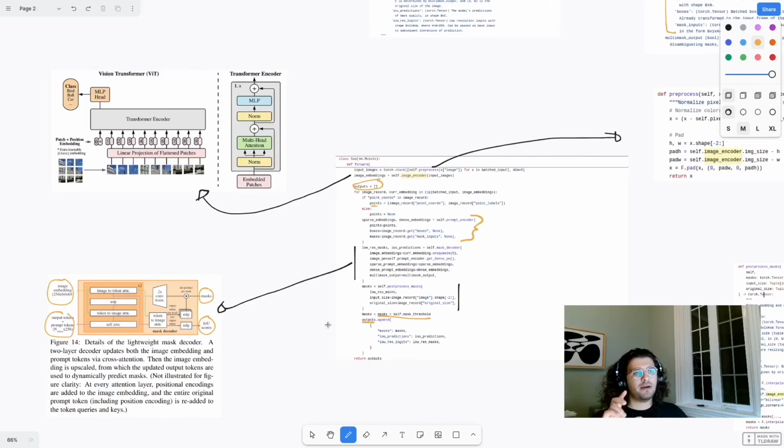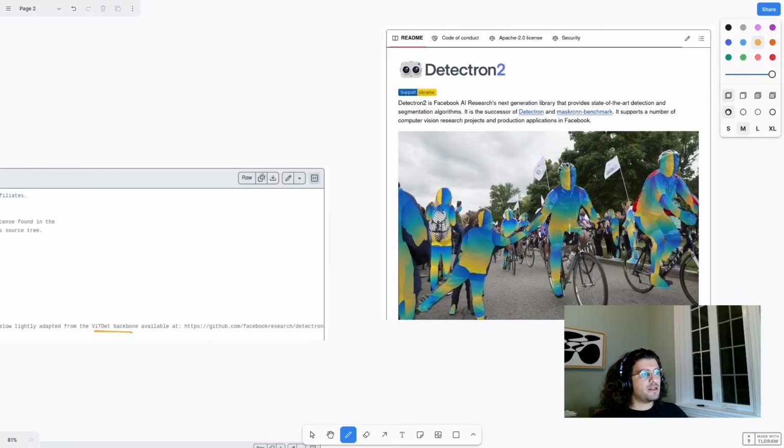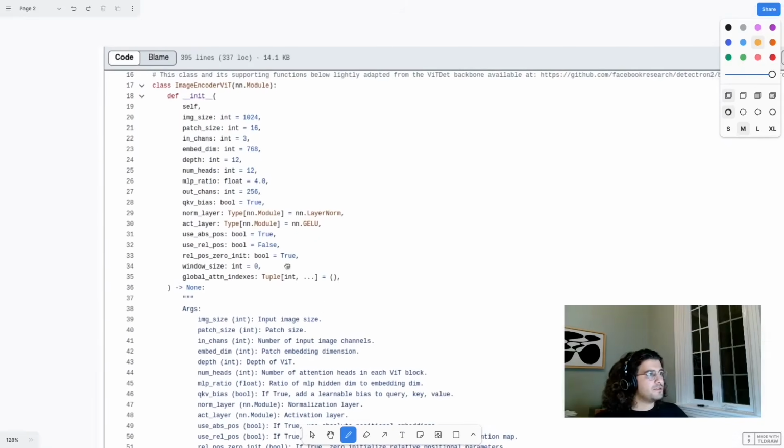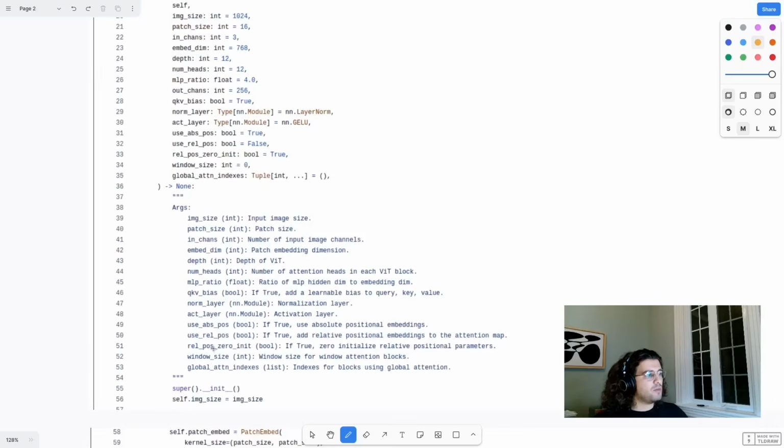Let's take a look now at one of these components. First one we're going to take a look at is the image encoder, and the image encoder, like I said, is just straight up ripped from another part. So it's in this backbone over there in the Detectron 2 repository. So literally took it, modified a bunch of stuff, but not too much, and then just jammed it in there. So if we see over here, this is the image encoder ViT class, and there's a whole bunch of variables.